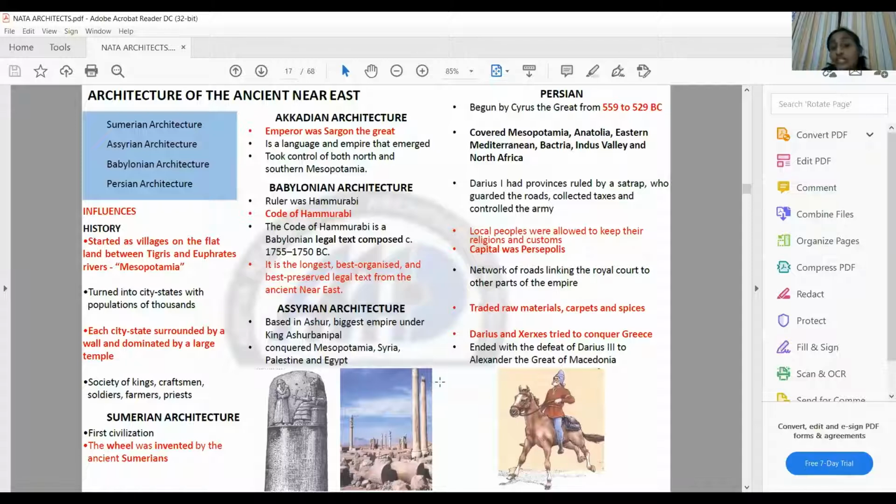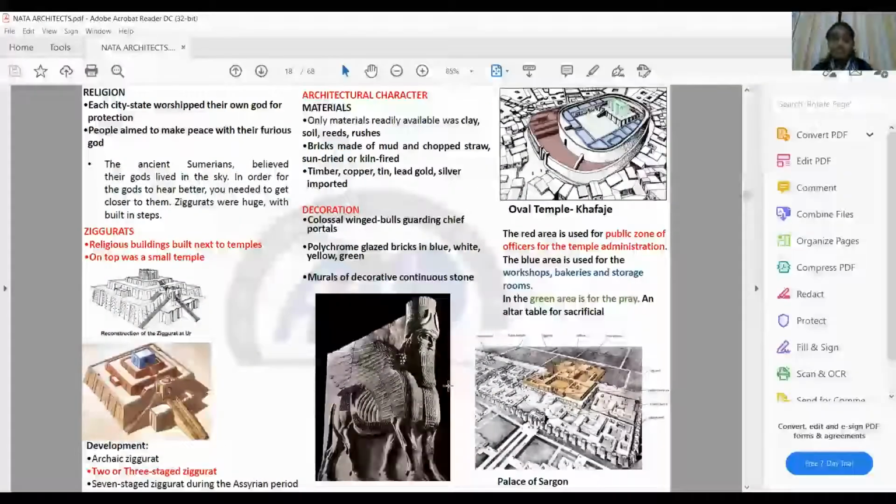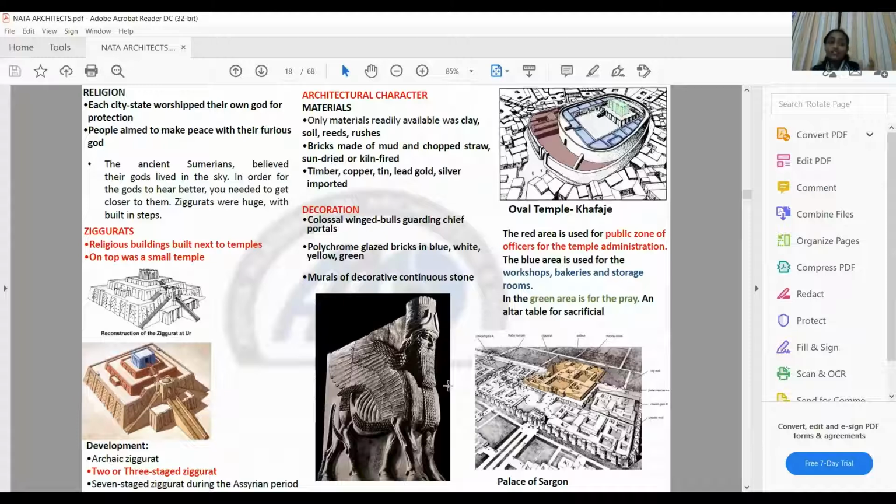So what were the structures these people designed, and what were the important materials they used? The materials were clay, soil, reeds, and sun-dried or kiln-dried bricks. These people had a common belief that their gods lived in the sky. That is why they started reaching out to the sky, believing that they were in contact with the god. That is where they started building these tower-like structures called ziggurats. A ziggurat is a religious building which is either built next to a temple or has a temple located on top of the tower.